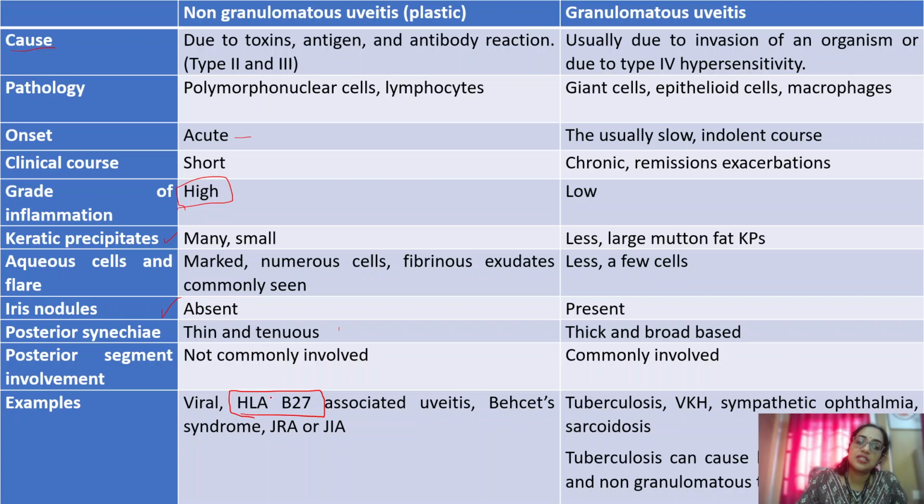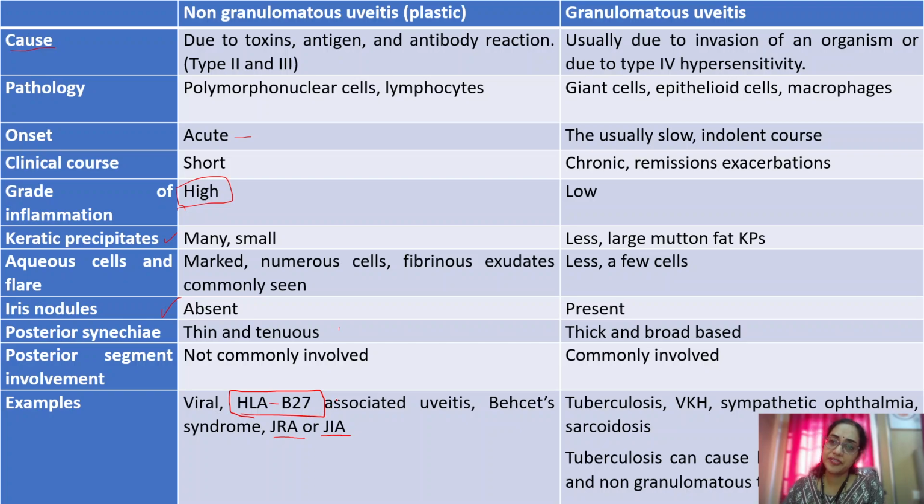So the diseases which are associated with uveitis: HLA-B27, which is the most common cause of non-granulomatous inflammation. The others are viral, Behçet syndrome, and JRA or juvenile rheumatoid arthritis, which is the previous name of this disease. Now it is referred to as juvenile idiopathic arthritis.